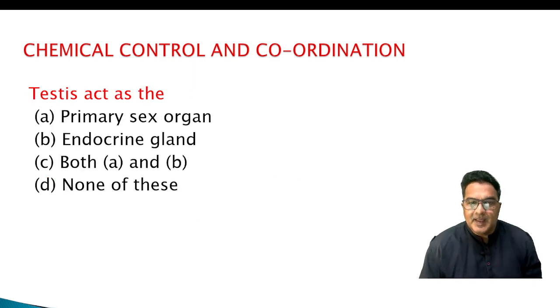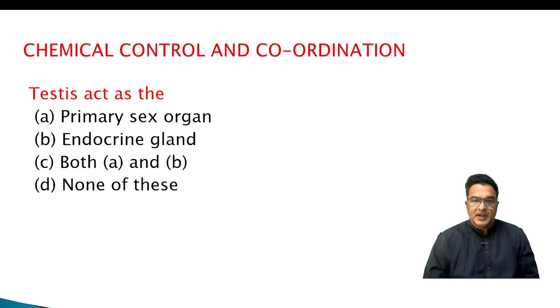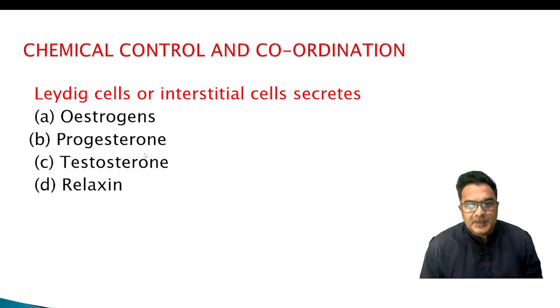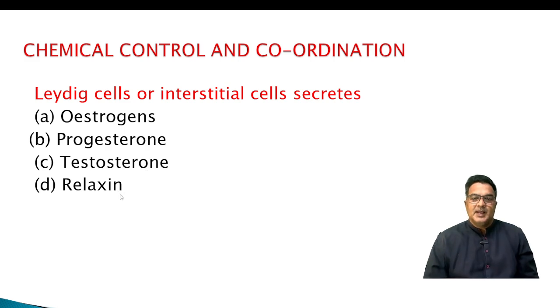Testis acts as primary sex organ, endocrine gland, both A and B, none of these. Testis acts as both primary sex organ and also it's an endocrine gland. Leydig cell or interstitial cell secrete: estrogen, progesterone, testosterone, relaxin.